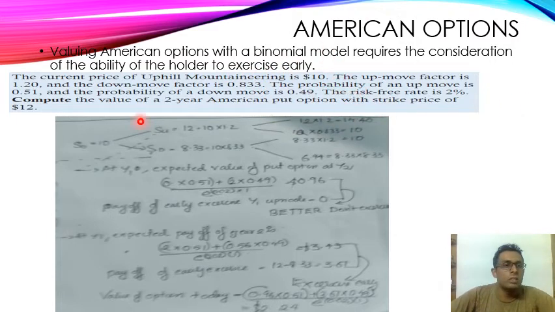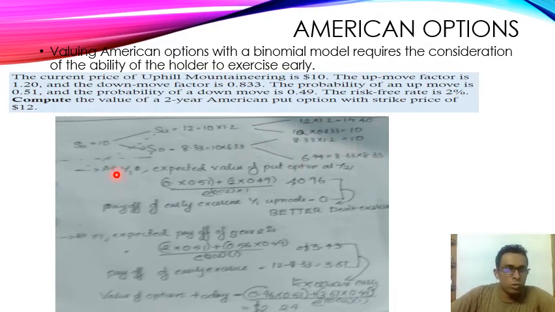So risk-free rate is 2%, 2-year American put option with a strike price of 12. So we'll have to calculate the put option. Okay, so this is how it goes. At S0 it is 10, it will go up to 12, that is 10 into 1.2, and it can go down to 8.33, that is 10 into 0.833. This 12 can go up to 14.4 and can come down to 10. This 8.33 can go up to 10 and come down to 6.94.